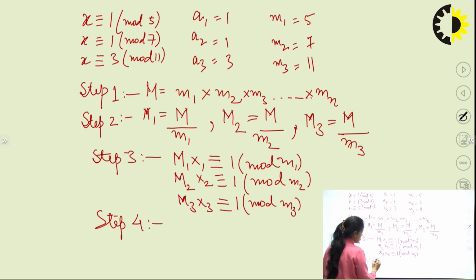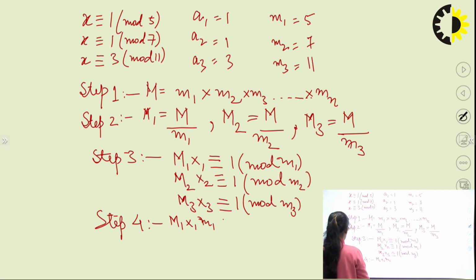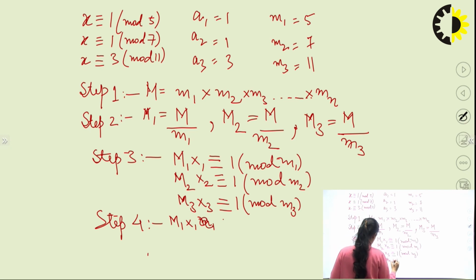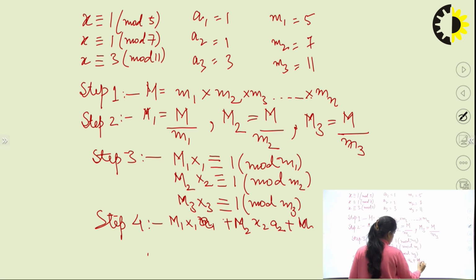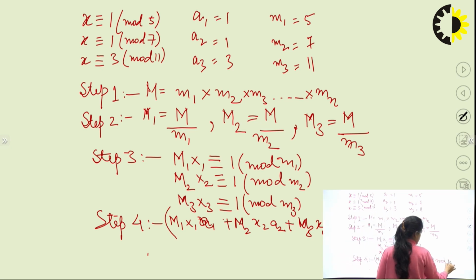In step 4, we will find the value of M1 into x1 into a1, plus M2 x2 a2, plus M3 x3 a3, and finally we take it mod capital M.